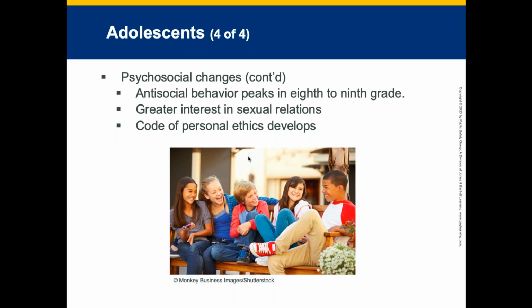So other antisocial behavior starts to peak in 8th or 9th grade. Eating disorders may develop as teenagers become obsessed with their body image. Self-destructive behaviors such as smoking, drinking, sex, and other high-risk behaviors may begin. They have a greater interest in sexual relations. A code of personal ethics starts to develop, based partly on parents' ethics and values and partly on the influence of the adolescent environment.